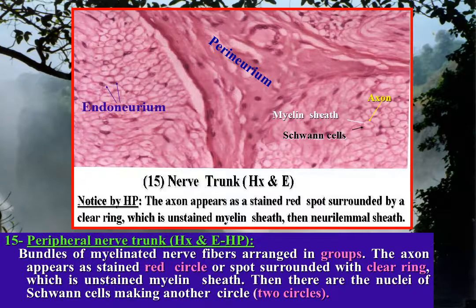Then there are the nuclei of Schwann cells, making another circle. Therefore, there are two stained circles. One represents the axoplasm, while the other represents the neurolemmal sheath.